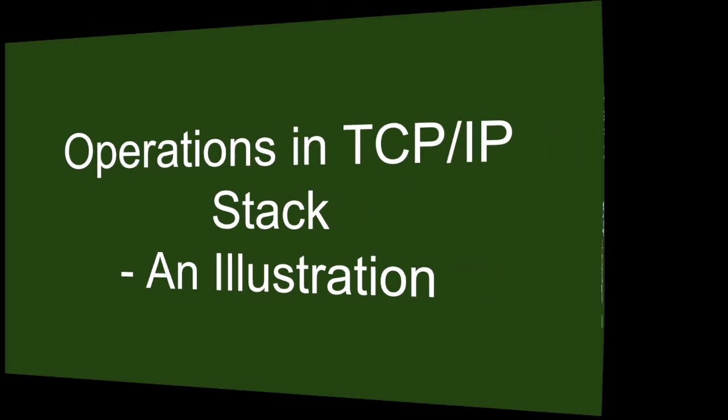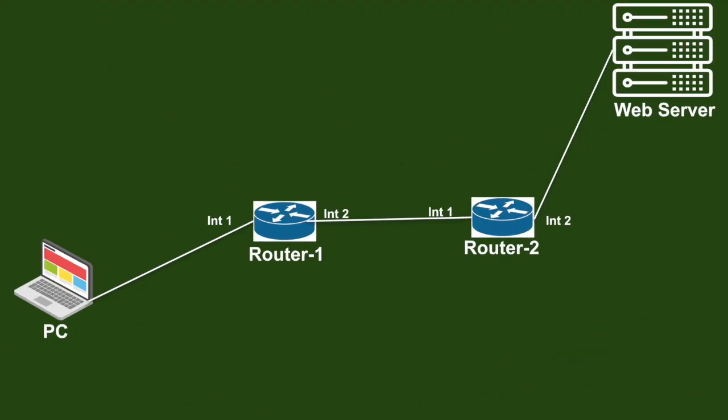So let's take a very simple example. A PC is connected to a router, and that router has two interfaces, interface 1 (int1) and interface 2 (int2). Interface 1 is connected to the PC, interface 2 is connected to the next router's interface 1, and finally router 2's interface 2 is connected to the web server. The PC is trying to access the web server, and some content in it.